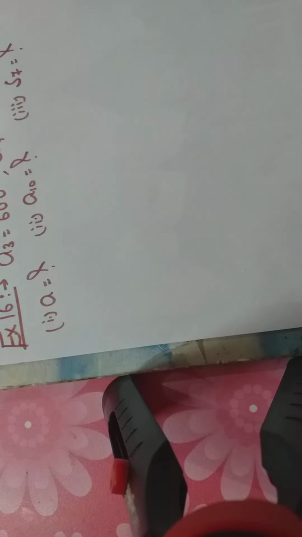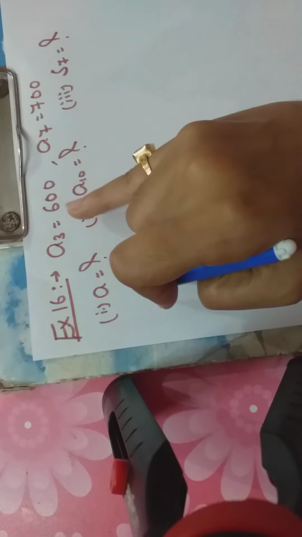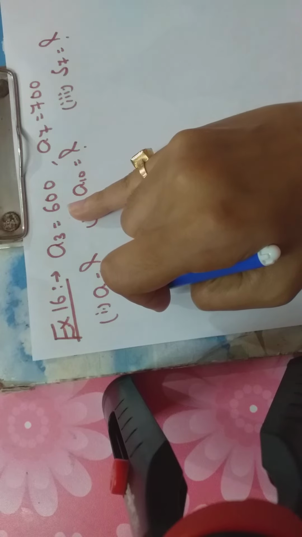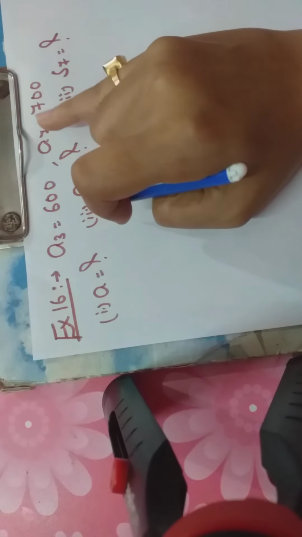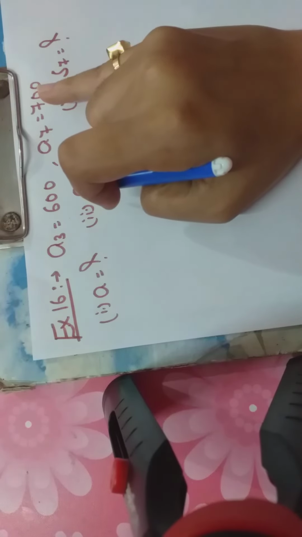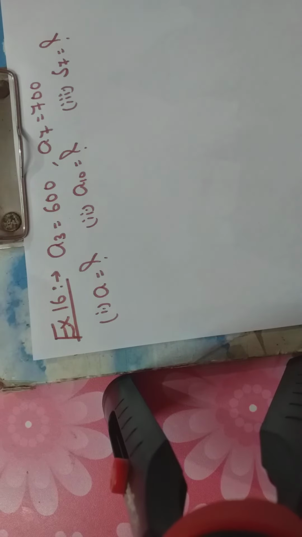The last example, that is example number 16. Here it says that a manufacturer of TV sets produced 600 sets in the third year. That means in the third year he is producing 600 TV sets, and 700 sets in the seventh year. That is, A7 is given. Assuming that the production increases uniformly by a fixed number every year, we have to find the production in the first year.